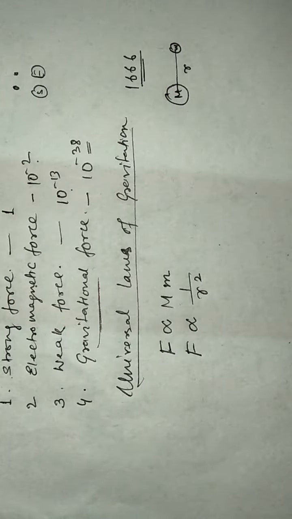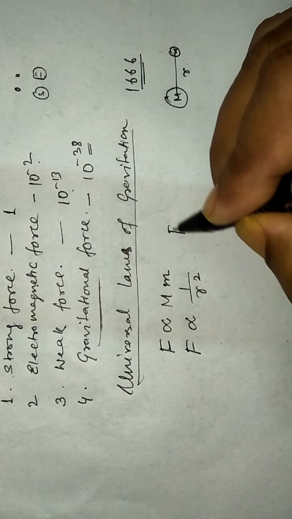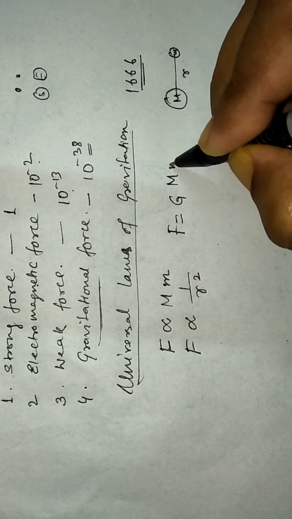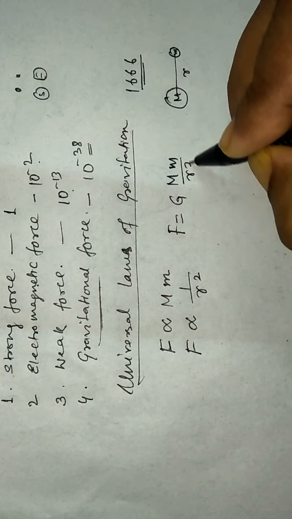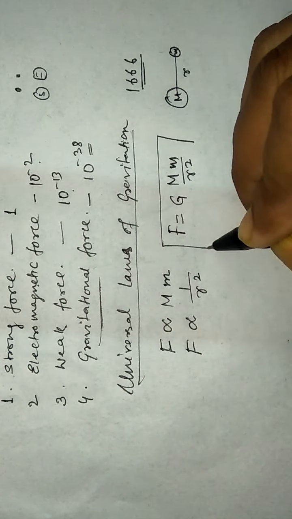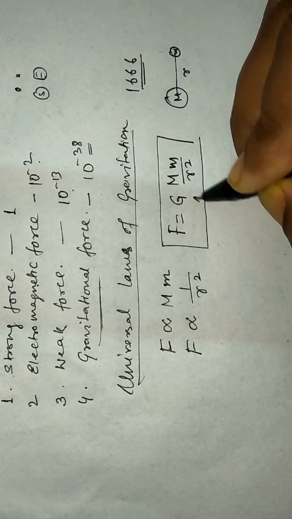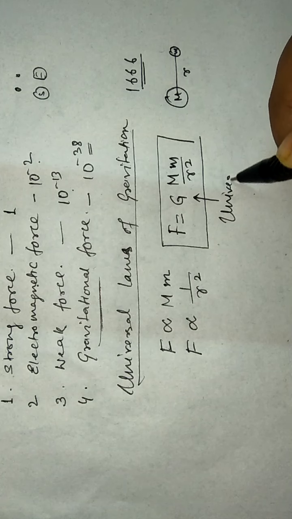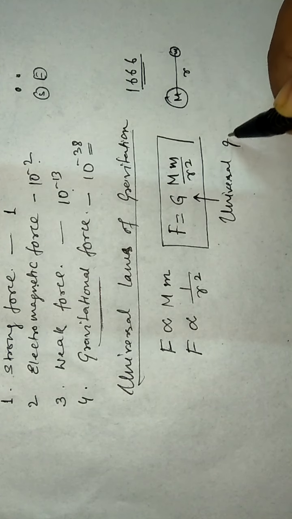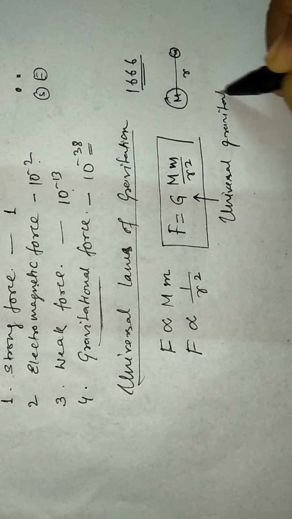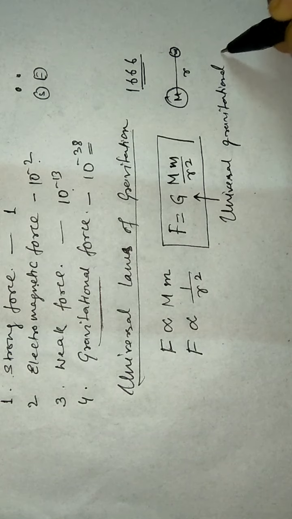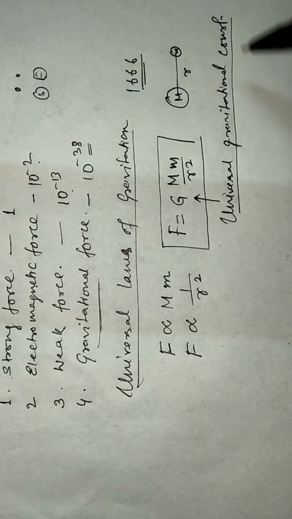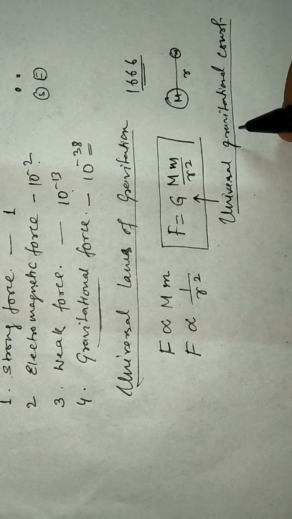Now if you combine these two, we get F is equal to some constant G into capital M small m divided by r squared. As you have learned in school, this G is called the universal gravitational constant.